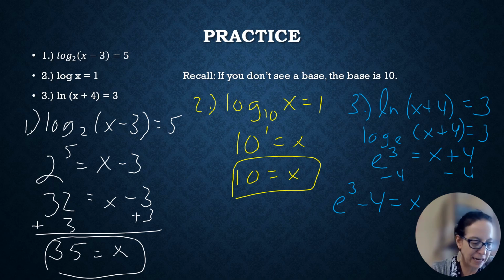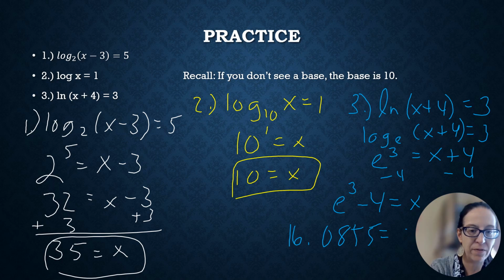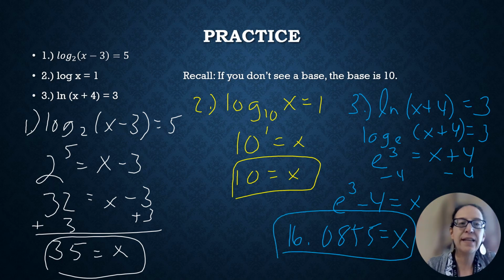And then if you need the round, whoa, don't do that. There we go. I wanted to clear it. That's what I wanted to do. Okay, e to the 3rd power minus 4, and I have 16.0855 is equal to x.